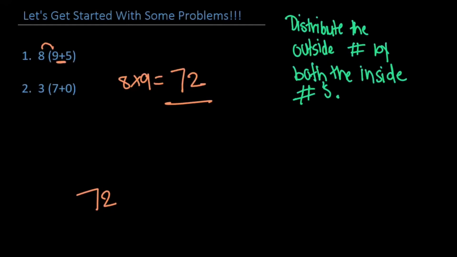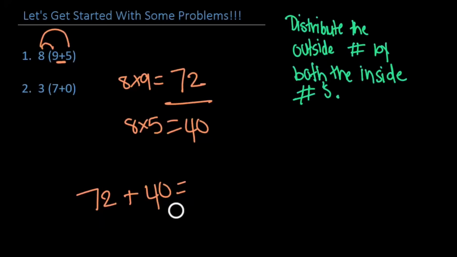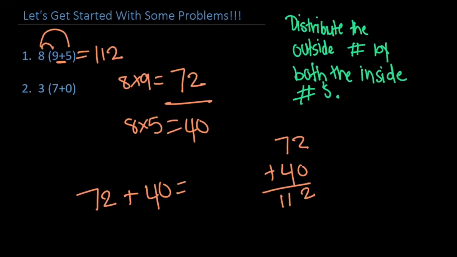Next, the operation sign that the inside numbers have is the addition sign. So we place the addition sign right here. We don't change it. And the next number is 5. We have 8 times 5. That's our second step. 8 times 5 is equal to 40. So we have 72 plus 40. Now we add. 72 plus 40: 2 plus 0 is equal to 2, and 7 plus 4 is equal to 11. So our answer is 112.